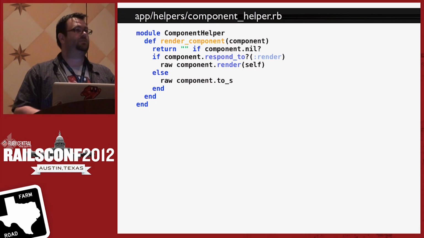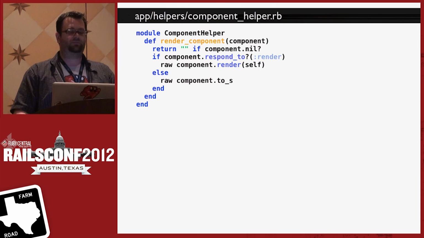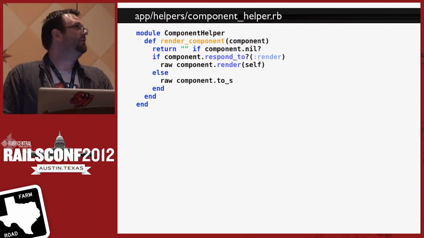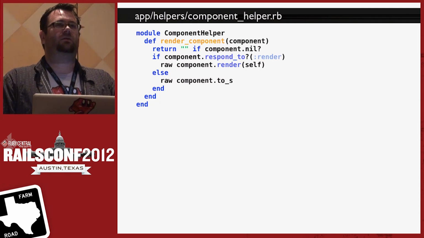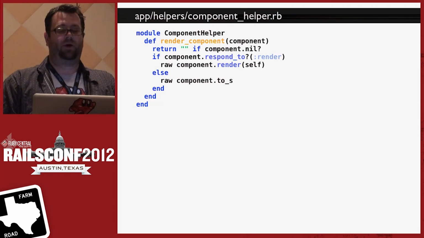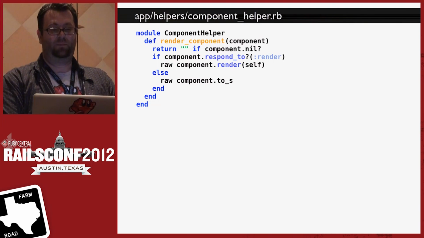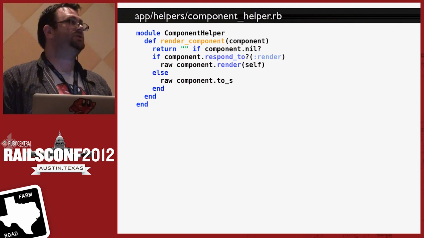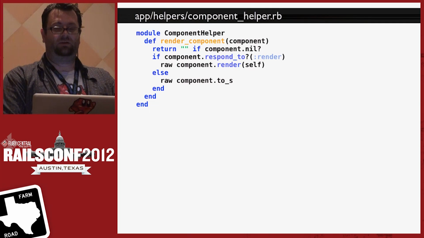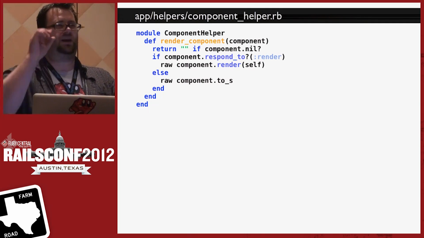And if that object doesn't exist, then we just return a string. If it does exist and it has a render method, then we're going to go ahead and call that method, passing ourselves the template to that render method. Otherwise, we're just going to call toString on it and be on our way.